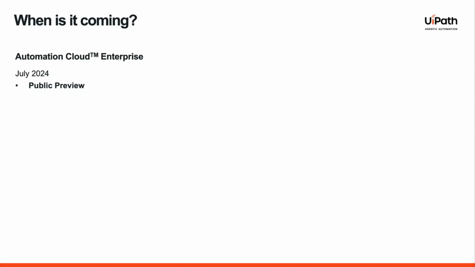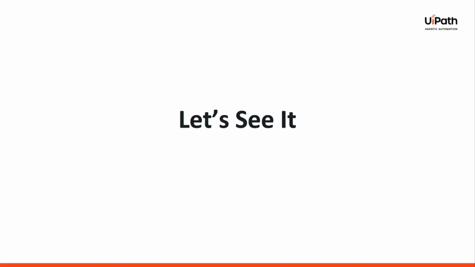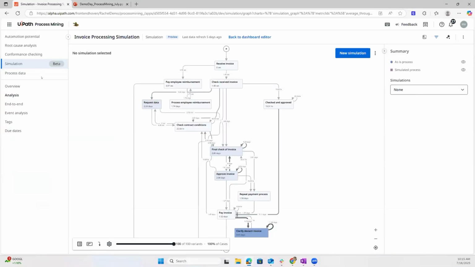So the announcement that I'm making today is that this capability is going to be in public preview by the end of July. If you have an Automation Cloud Enterprise account, you'll be able to see your simulation tab light up and you'll be able to play around with it. So with that, let's get into a quick demo to show you how it works.